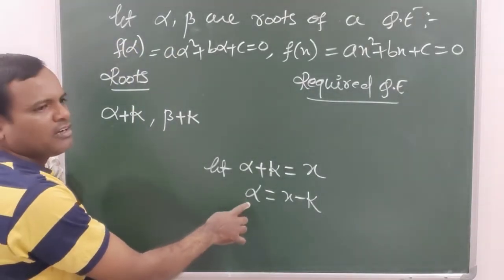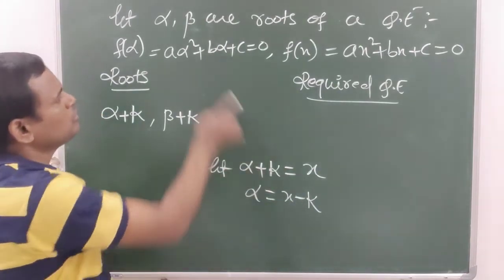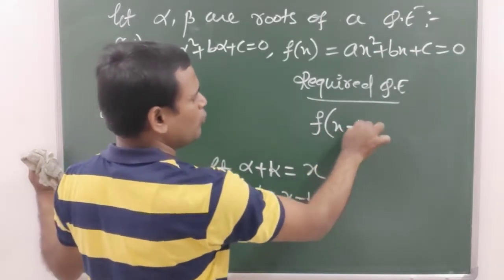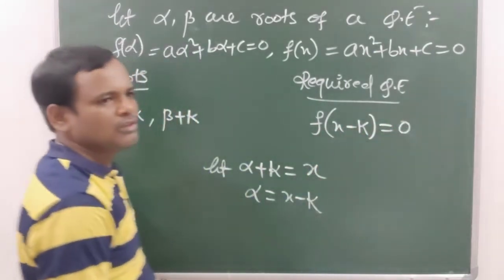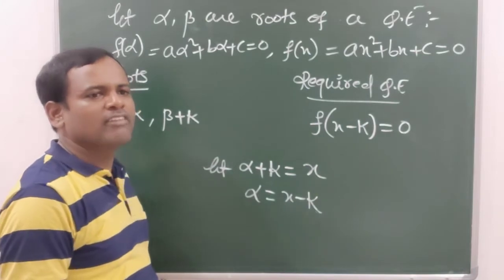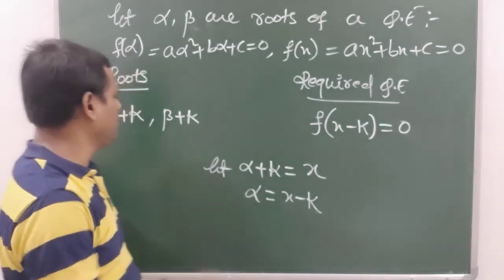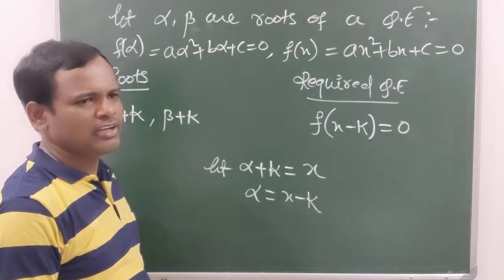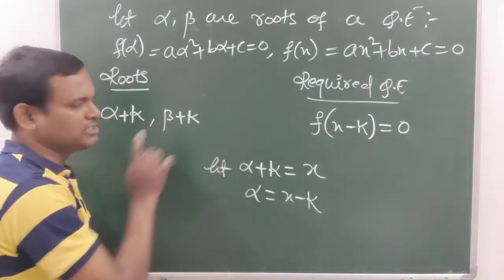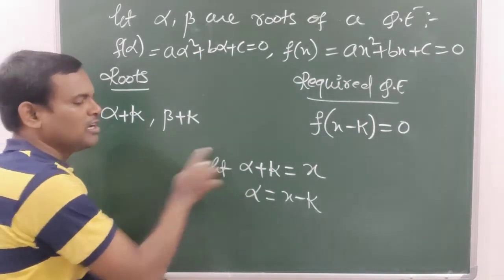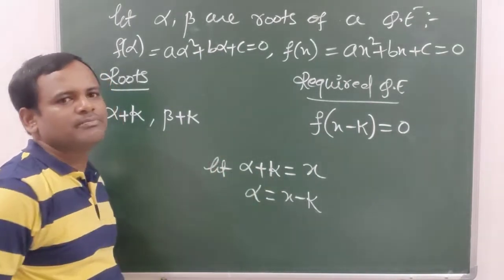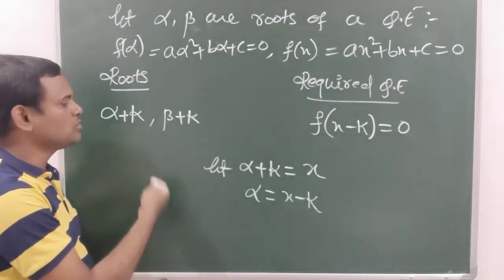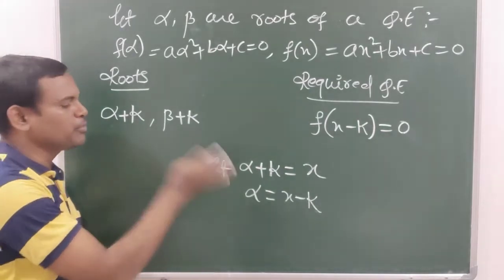So now here alpha we have got as x minus k. Wherever alpha is there, you replace it as x minus k and go for simplification. So that you will get a quadratic equation whose roots will be alpha plus k comma beta plus k. Okay. So if you have understood this concept, for the rest of the roots also, you have to apply the same procedure.